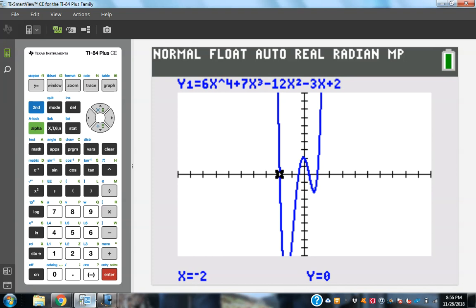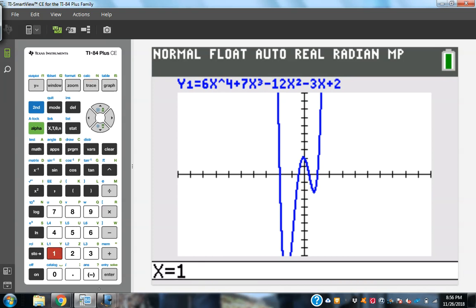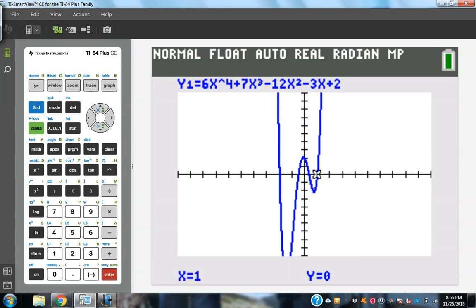Well, where's this place? +1. I'm going to do synthetic division with that +1, but I'm going to do it on what's left over from the first synthetic division. So I'm going to test that first. I'm going to hit trace, type in +1 and hit enter, and I get a 0 for y, so that means it will work.